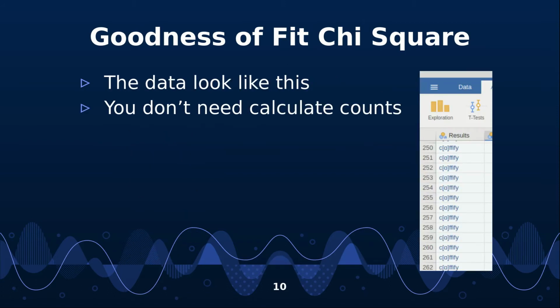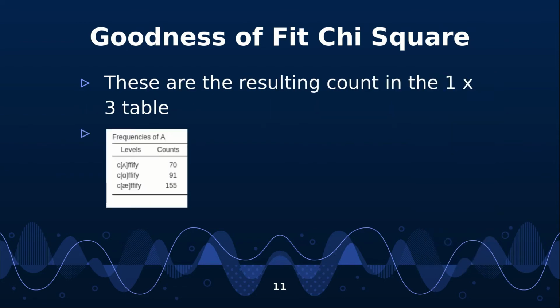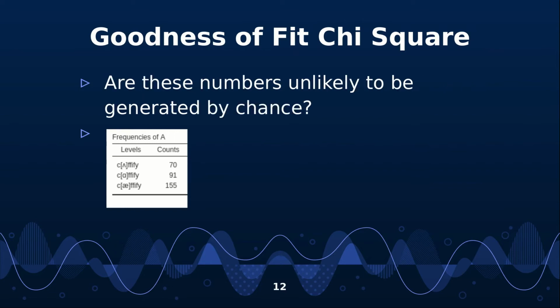The data looks like this. The row of results just contains the raw answers given. There's no need to calculate the actual counts because the stats package does it for you. And here's the 1 by 3 table with the three values 70, 91, and 155. The question is, are these numbers unlikely to be generated by chance?